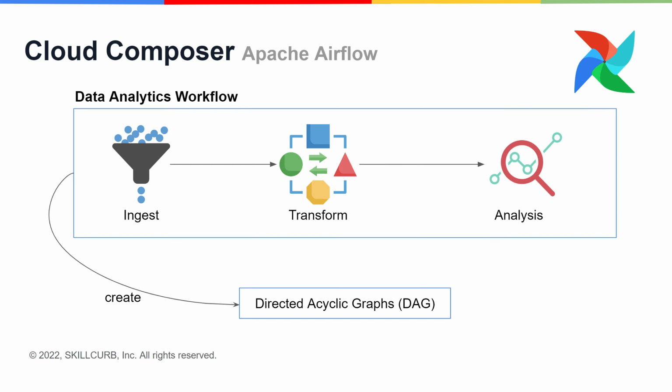So what is Apache Airflow? It is an open source platform to orchestrate data pipelines programmatically, mostly with Python. You can create your workflows in Apache Airflow using directed acyclic graphs, or DAGs for short. One of the data analytics workflow examples includes ingesting data, applying transforms, and then analyzing them.